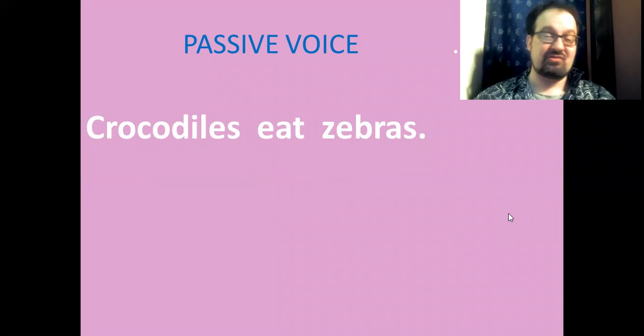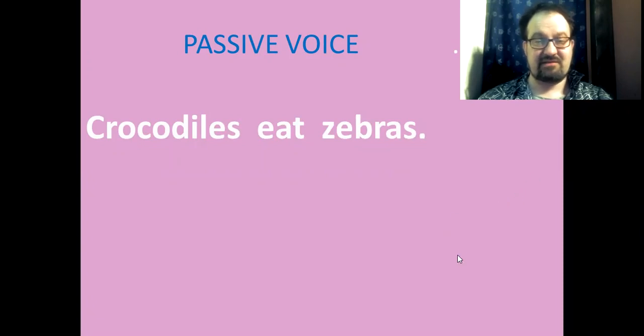Let's look at a simple sentence: crocodiles eat zebras, right? There is one subject and an object in the sentence. In passive voice, the whole structure of the sentence will change. Everything goes to the other place. Subject goes to the end of the sentence, and the object will be subject.